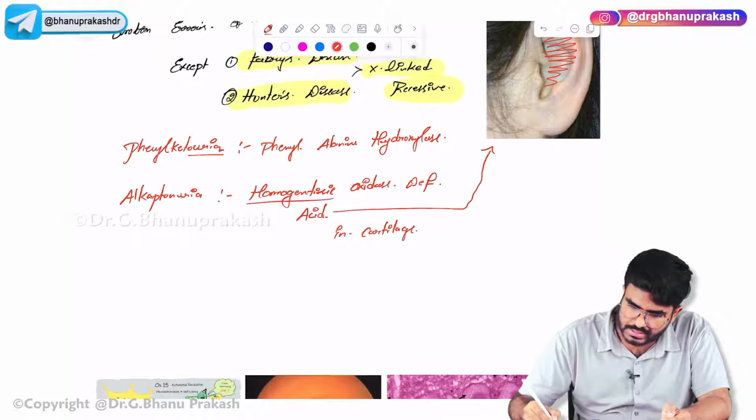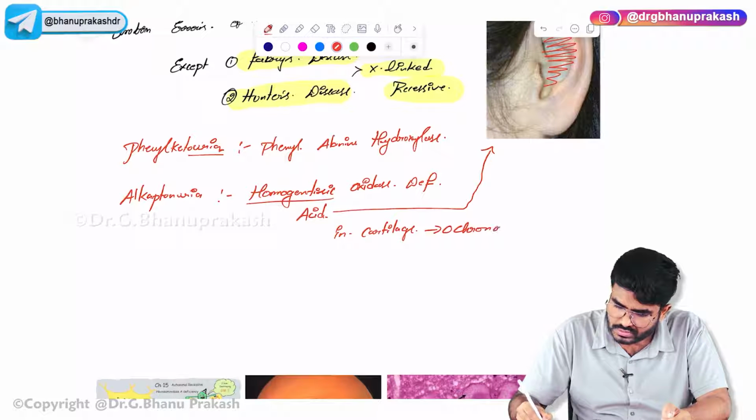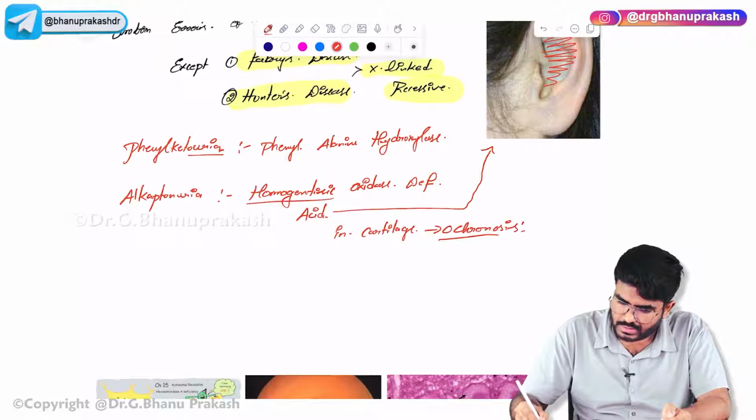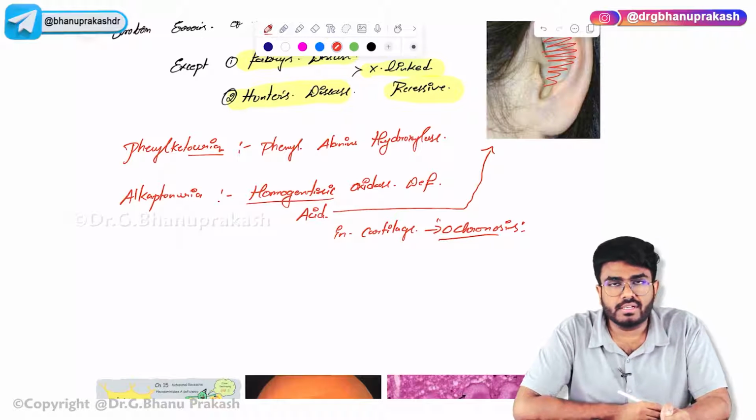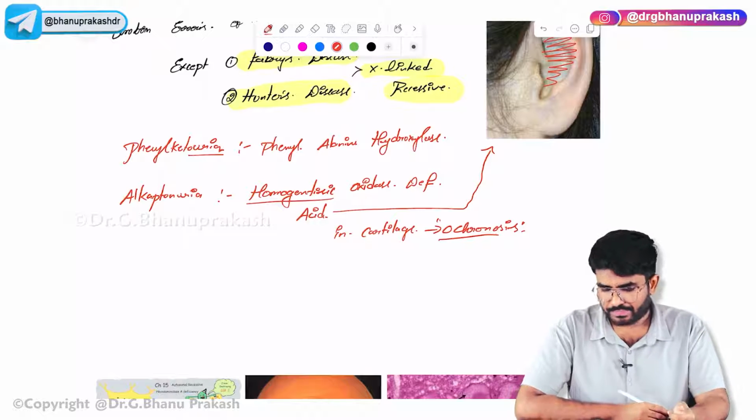This condition is called ochronosis. Ochronosis is seen in which condition? It's the discoloration of the cartilage due to accumulation of homogentisic acid, seen in alkaptonuria.